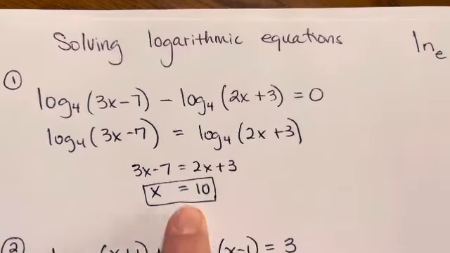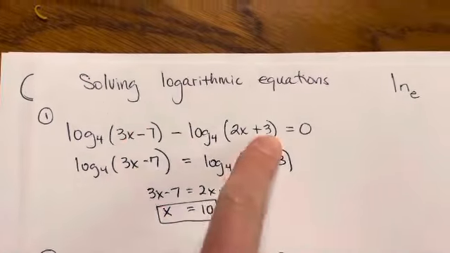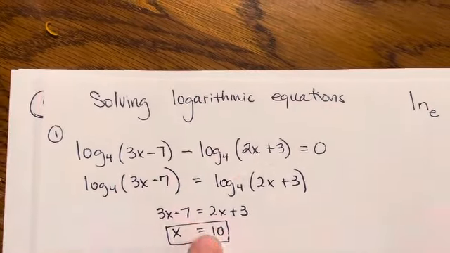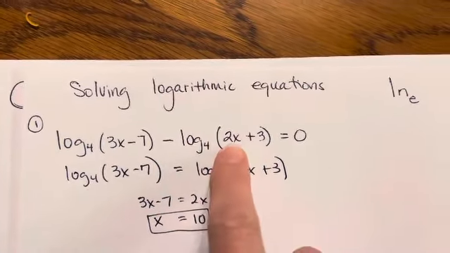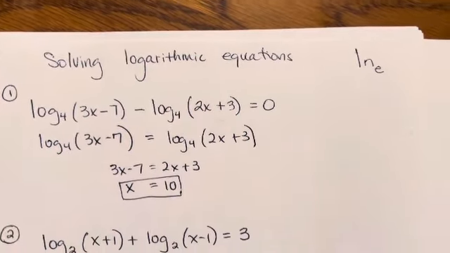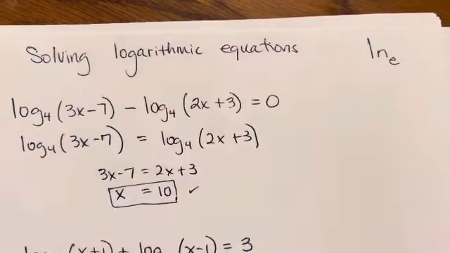Now I'm going to go back up there. Always, always when you're working with logs, remember you can't take the log of a negative and you can't take the log of 0. So I'm just making sure that's going to give me a positive number. 30 minus, that'll give me a positive number. So I feel pretty good about that answer.